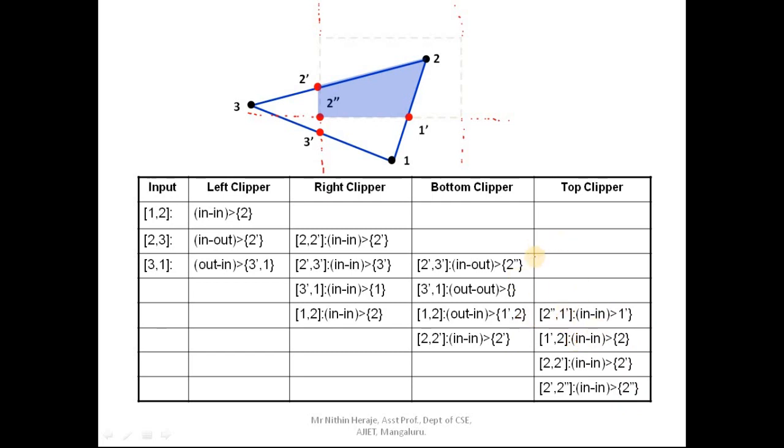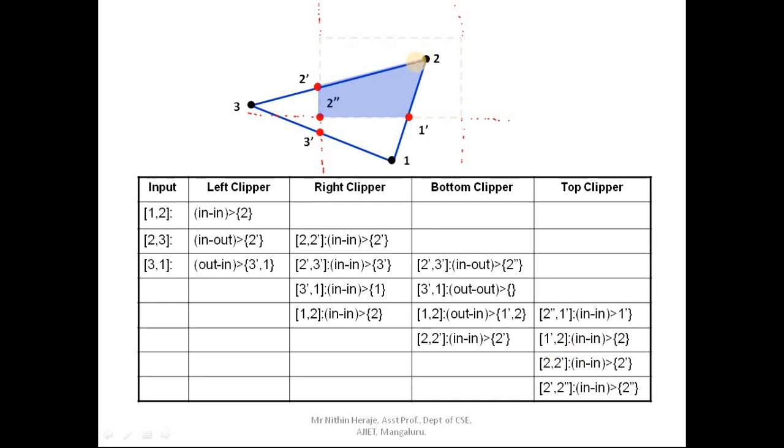I'll just go through it. So the first edge is 2 dash, and here since you are having it as null, you go for this 2 dash to 1 dash. So 2 double dash comma 1 dash, that is here 2 double dash, 1 dash. This is for the top clipper, it is below that. So you have in to in, so you keep 1 dash as it is. Next from 1 dash to 2, even this is below this line, so it is treated as in, you will have 2.